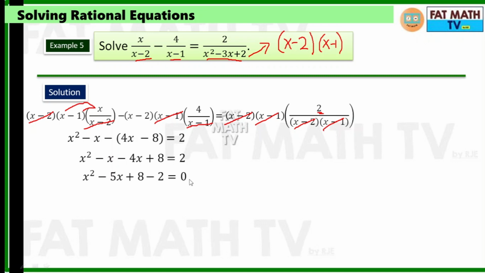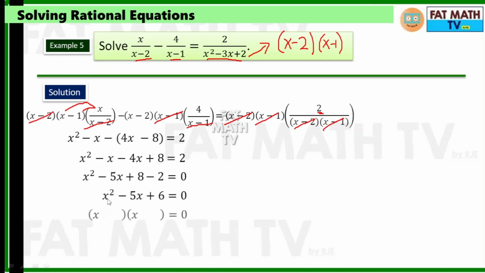Why did we transfer the constant to the left side? Because we have a quadratic equation. And if we are solving a quadratic equation, the most common way of solving that is by factoring. And you can only factor if they are on one side of the equation, so that you can use the zero property. That is, the product of two factors is equal to 0 if one of them is 0 or both of them are 0. So here we have 8 minus 2 is 6. So x squared minus 5x plus 6 equals 0, and then factor this.